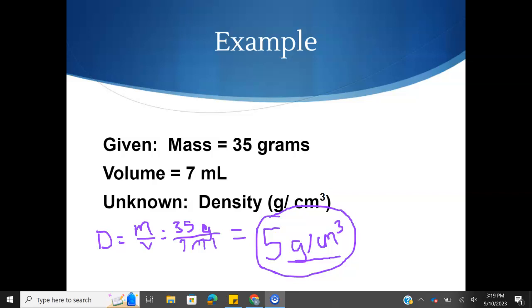Density is an intrinsic physical property. Basically just how much stuff is in a given volume. Higher density substances will always be on the bottom if you have like a graduated cylinder or a beaker. Lower densities will always be on the top. And then to calculate, density is equal to mass over volume. The unit of density is grams per centimeter cubed.